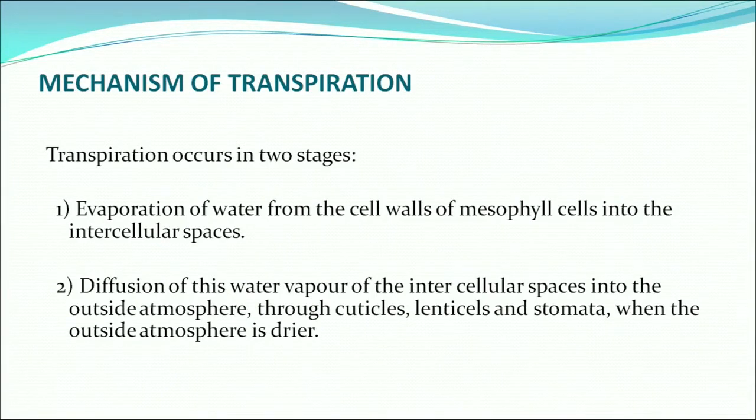When the outside atmosphere is drier, then by the process of diffusion, it will pass on the water in the form of water vapor from the cells through cuticles, lenticels and the stomata. Some factors actually affect the process of transpiration. One is atmospheric humidity. You must have noticed that during a humid day, wet clothes also get dry very late, right? So, atmospheric humidity plays an important role in the process of transpiration.